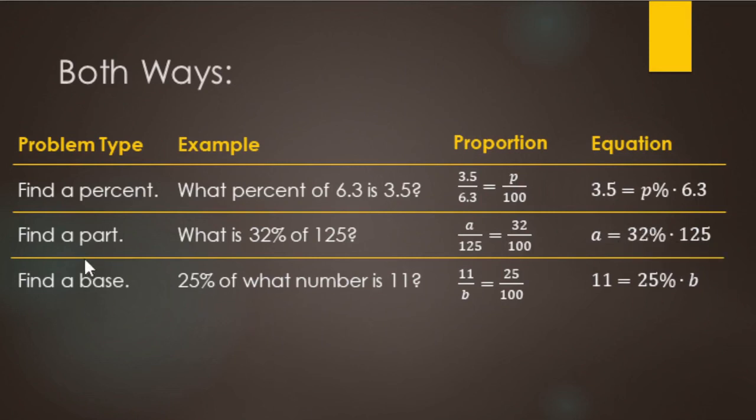And then if you're trying to find the base or your start amount or your total, 25% of what number is 11? So 11 was the part, B was the base or the total, and then 25 per 100, cross multiply 11 times 100 divided by 25, or you can write it as an equation that way as well.